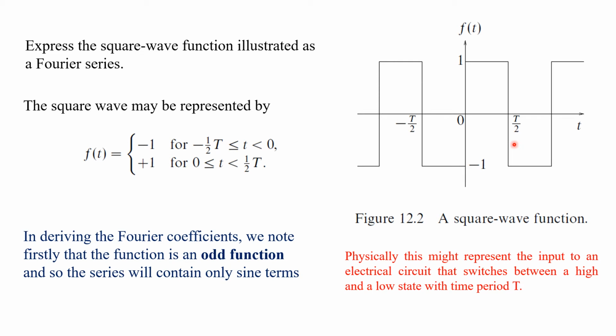And in deriving the Fourier coefficients, we note firstly that the function is an odd function. So this one is actually an odd function, and so the series will contain only your sine terms. Again, for your even function, your series will contain your cosine terms, and for your odd functions, your series will contain your sine terms. So for this square wave here, if you're going to write this one as a Fourier series, your Fourier series is expected to contain only your sine terms.